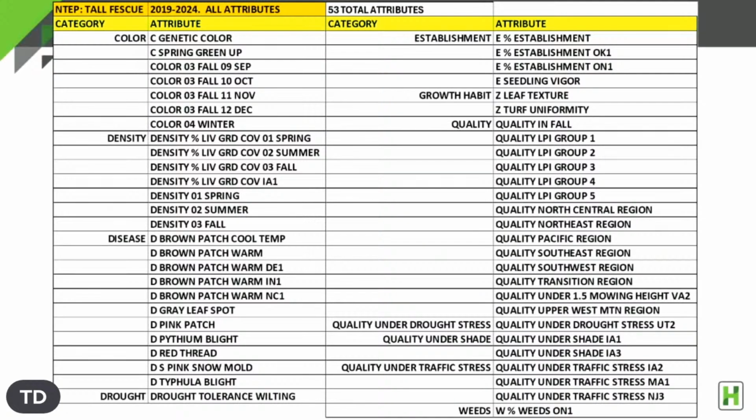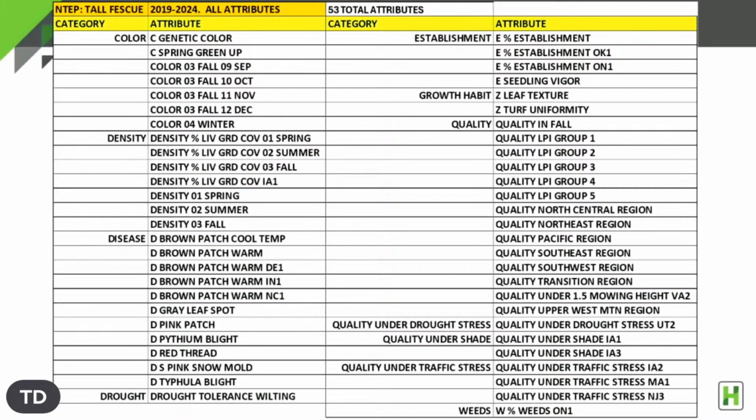They got color attributes, genetic, how it's genetically programmed to produce dark green color, spring green up, and then color in the fall and winter. Look at the densities. Percent living ground cover, spring, summer, fall. Standard density scores, spring, summer, fall. All the diseases. Cool temperature brown patch, regular brown patch warm, which is the standard brown patch we all talk about. They got specific site locations in Delaware, Indiana, North Carolina. That would be good to look at because brown patch is a big deal.